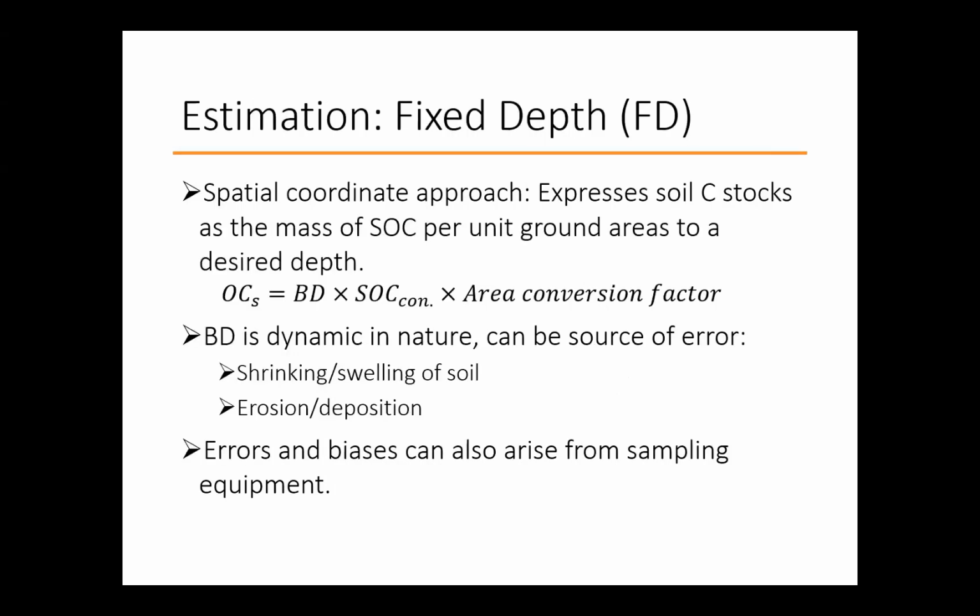So just to give a brief account of how it is estimated. The first and relatively simple approach is that you go out in the field, you take a core, and then you segment it into whatever depth you want to, and you calculate its bulk density, and you analyze the soil organic carbon concentration in your segment. You multiply these two, and then you multiply it with an area conversion factor to find out the tons of carbon per unit area, whether it's acre or hectare.